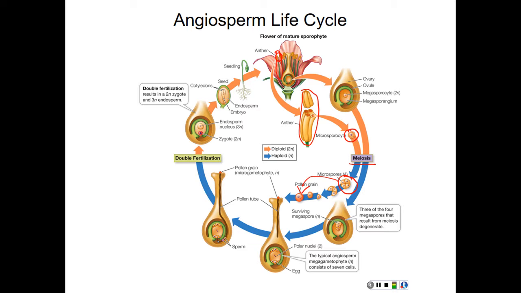Now, in the angiosperms, we have several cells in our pollen grains that have specific functions. We have what's called the generative cell. This generative cell will eventually divide into 2 sperm cells. And we have the tube cell, just like we did in gymnosperms, that will produce the pollen tube.